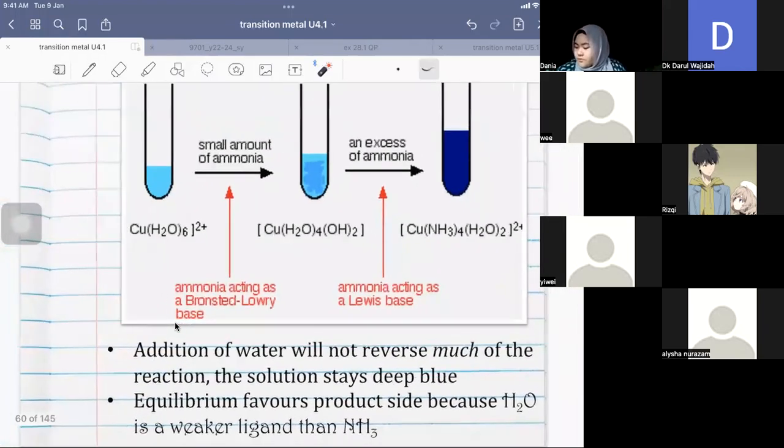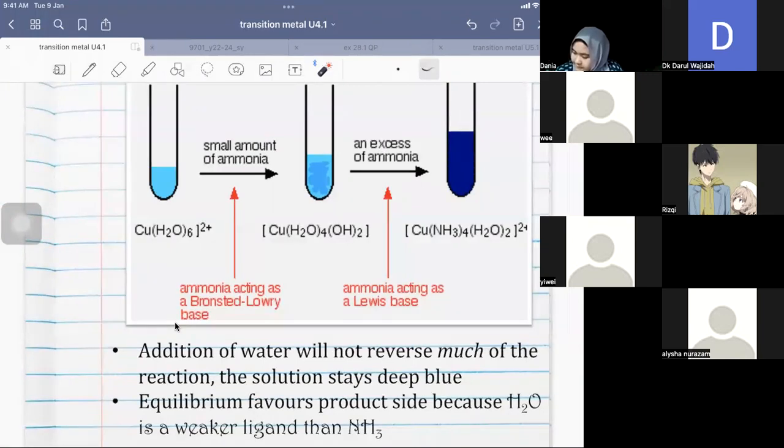Right. So here, equilibrium favors the product side because H2O is a weaker ligand than NH3. So again, even though it's reversible, you need to look at the stability of the complex as well, right? So is it stable or not? That depends on the next concept that we're going to look at, which is the stability constant. Okay, if you look in your notes, after ligand exchange is stability constant. So this stability constant can tell us whether the reaction happens or not. If the product you are forming is not stable, then it probably doesn't want to proceed. Okay.